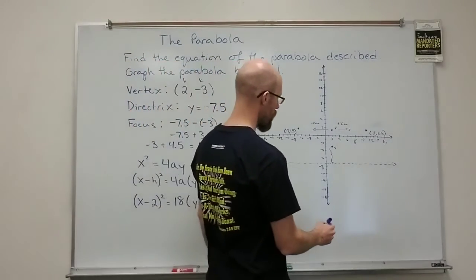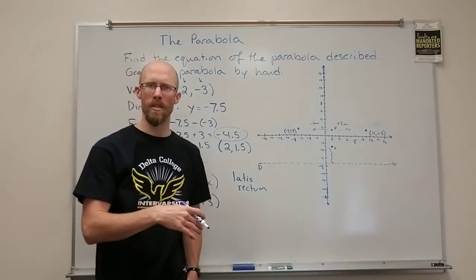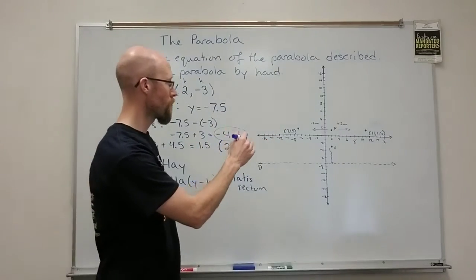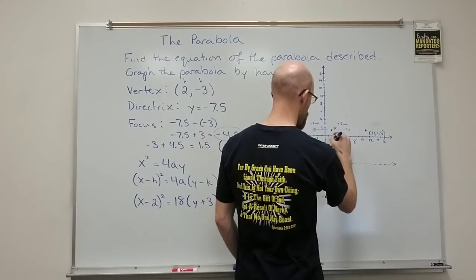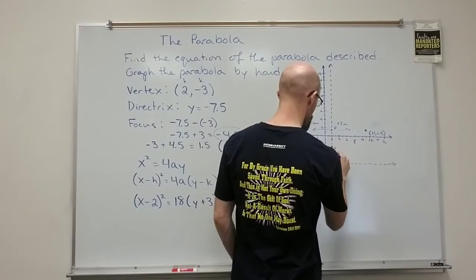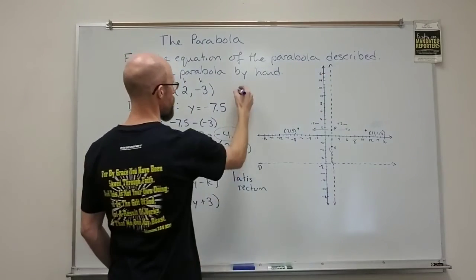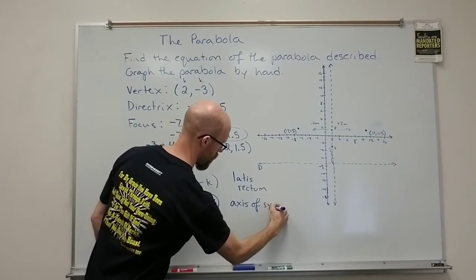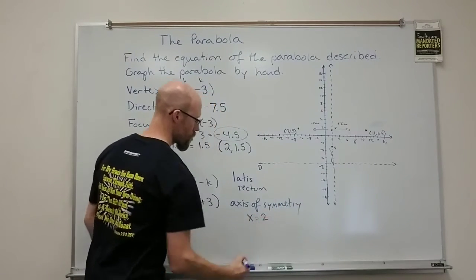So the other thing I would like to plot is the axis of symmetry. I didn't put that on the last example because the axis of symmetry was right on the x-axis and we didn't have to worry about it. But here, the axis of symmetry is shifted over, and so I would plot that right here vertically along the x equals 2 line. In fact, I might label that axis of symmetry is x equals 2.